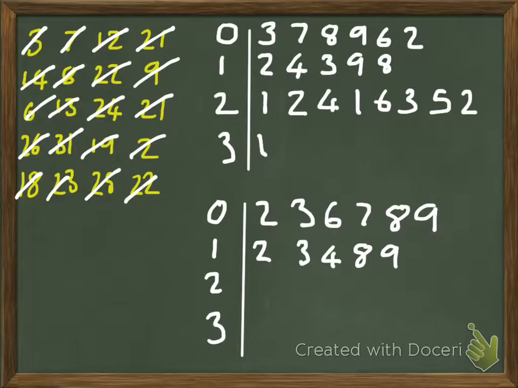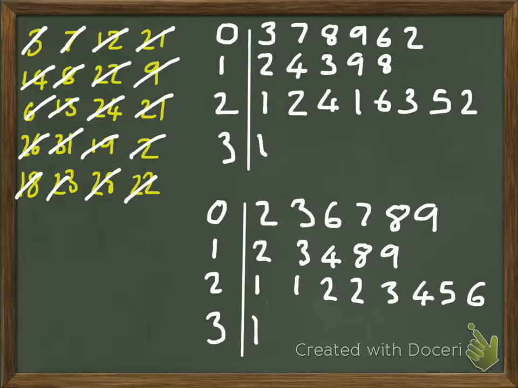We've got 1, 2, 4, 1, 6, 3, 5, 2. So we're going to need 1, 1, 2, 2, 3, 4, 5, 6. Our final row is nice and easy, it's just the 1. So that's almost our complete stem and leaf diagram.